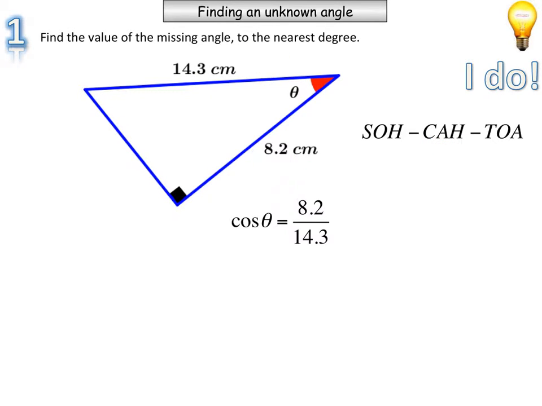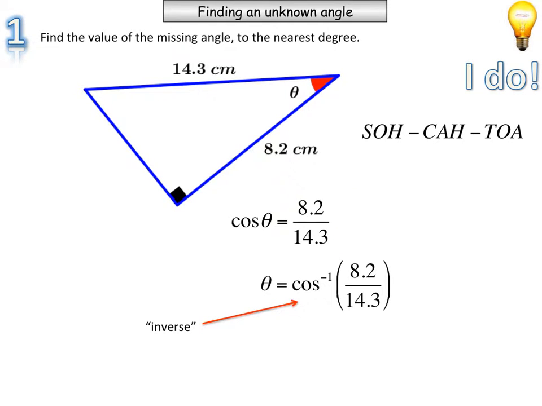So step number one is to write down cos theta is equal to 8.2 over 14.3, where this is your adjacent and this is your hypotenuse. So really what this is saying is the ratio of adjacent to hypotenuse is going to be cos of that angle. So we're trying to work out what angle, when we find the cosine of, will be 8.2 over 14.3.